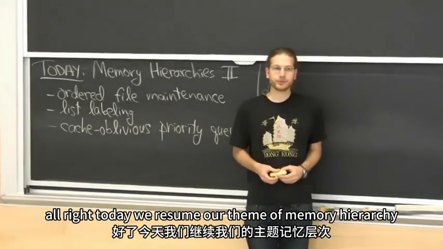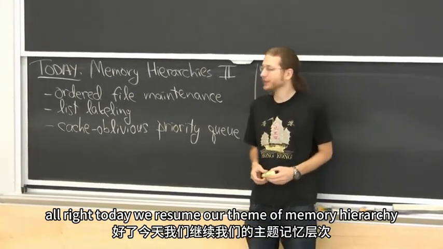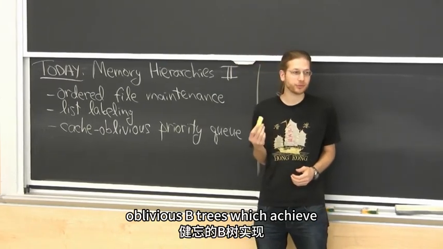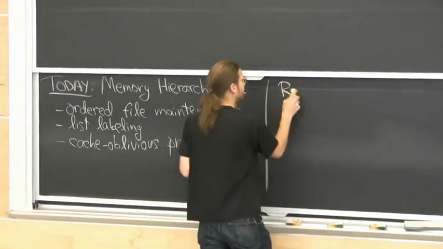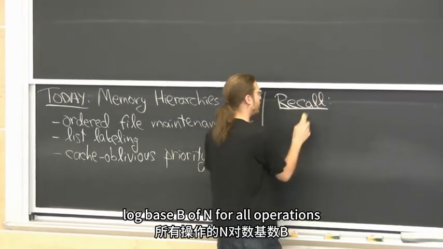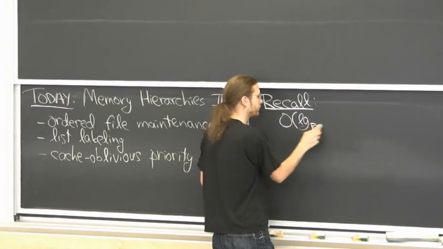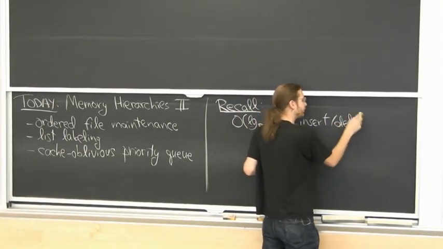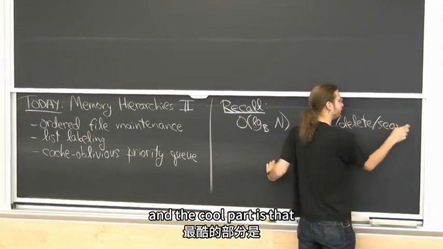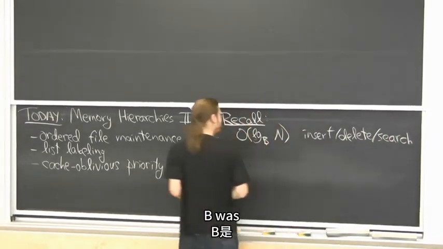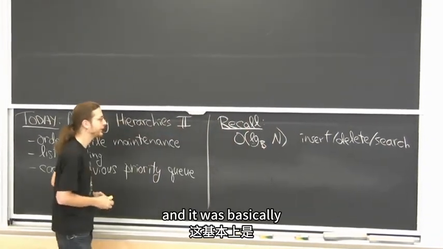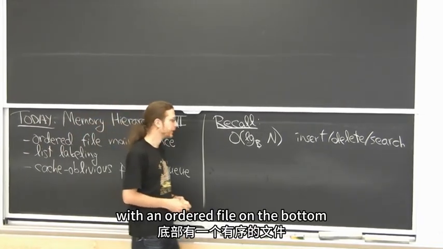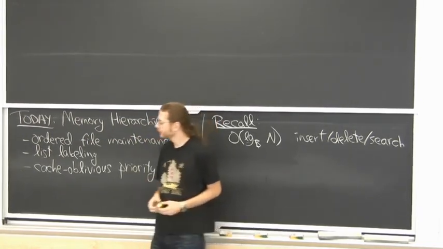All right, today we resume our theme of memory hierarchy efficient data structures. And last time we saw cache oblivious B trees, which achieve log base B of n for all operations: insert, delete, search. And the cool part is that we could do that without knowing what B was. It was basically a binary search tree stored in a funny order, this van Emde Boas order, with an ordered file on the bottom, which we left as a black box.